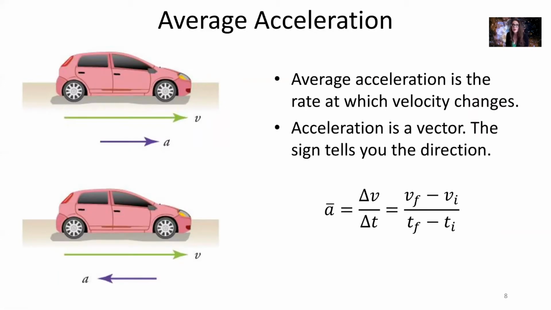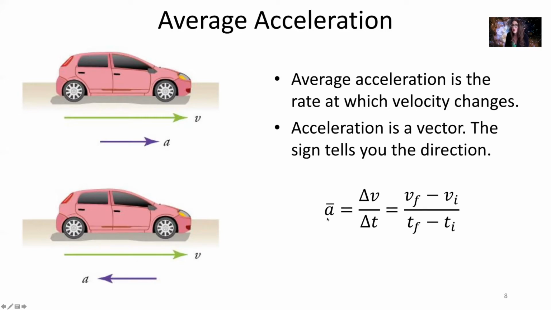If velocity is the rate of change of your displacement, then we have something that represents the rate of change of your velocity, and that thing is called acceleration. Acceleration is the rate at which your velocity changes. Acceleration is also a vector, so it has a magnitude and a direction. The sign on the acceleration tells you the direction.